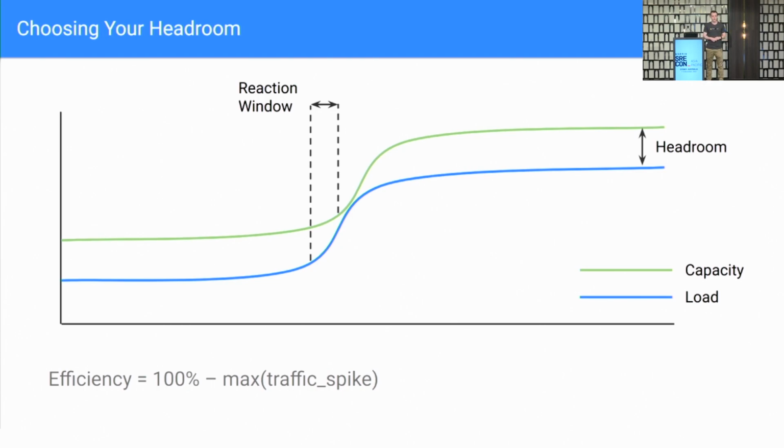So at this point, we can start our efficiency formula, which I've got down the bottom there. The efficiency of our system is 100%, minus the headroom that we have to provision for the expected traffic spikes. And so we can say this is the maximum size of an expected traffic spike.